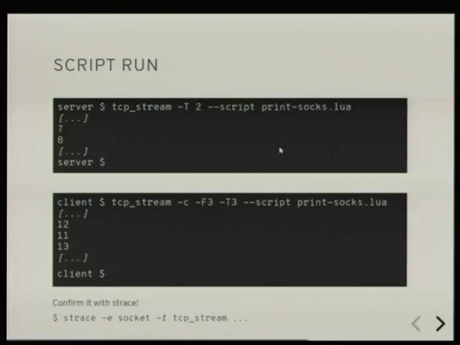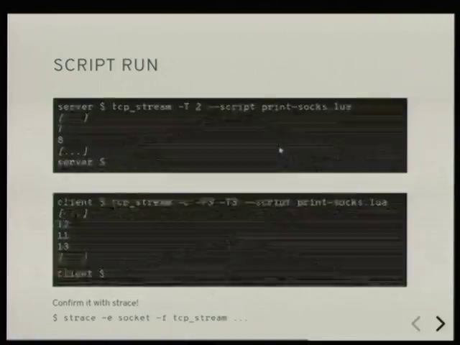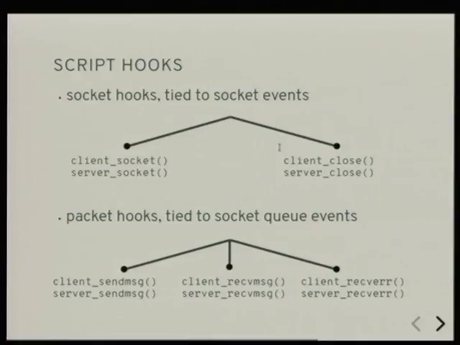Well, if we start a server with 2 threads, somewhere in the output we'll see 2 socket file descriptor numbers printed out. Same on the client side, but this time we have 3 threads, so we expect 3 numbers. And you can confirm with strace that these are the same numbers as the sockets that were opened. Okay, so we know that we can run chunks of Lua.